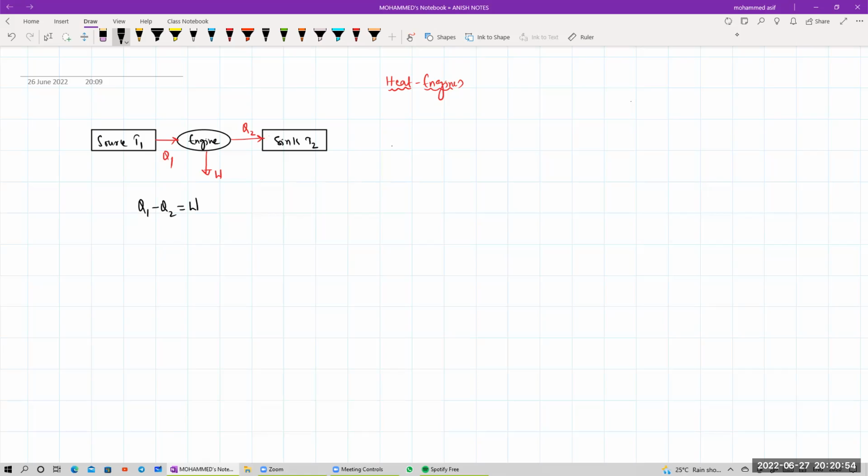So efficiency is equal to work divided by input, that is nothing but Q1. Efficiency is work divided by your Q1. Now, how do you write the work done? Work done I already got. So efficiency eta is equal to Q1 minus Q2 divided by Q1. That means this will become 1 minus Q2 divided by Q1.